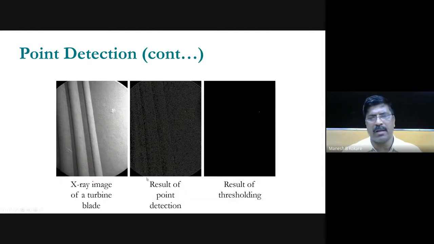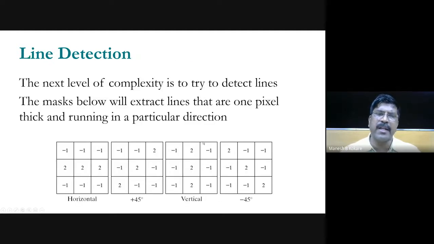So this is a very clear X-ray image of a turbine blade, the result of this point detection mask application, and then after thresholding, you get the output like this. So this is the output. Now, line detection. You have to use different masks for detecting the lines in the images. This is the next level of complexity: to try to detect the lines.